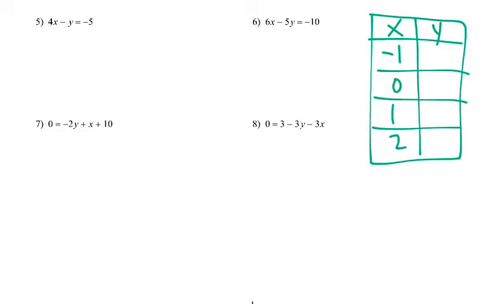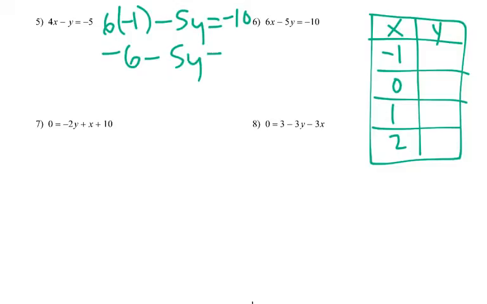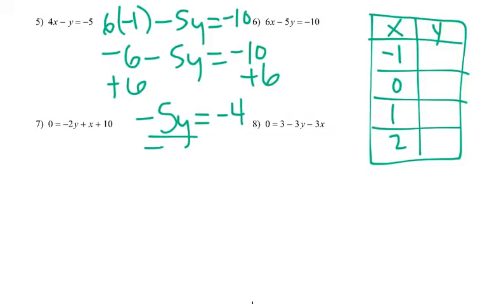Okay, so I go 6 times negative 1, okay, minus 5y equals negative 10. So 6 times negative 1 is negative 6, minus 5y equals negative 10. We add 6 to both sides, giving me negative 5y equals negative 4. Divide by negative 5, and we get y equals 4/5, which, if you needed the decimal, is 0.8. Most of you guys like the decimal, but the fraction can be nice too.